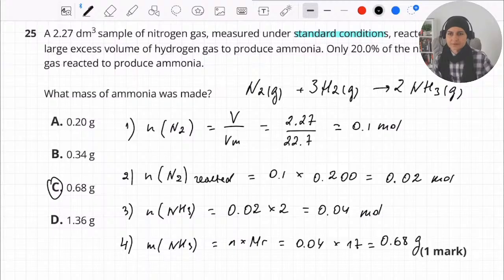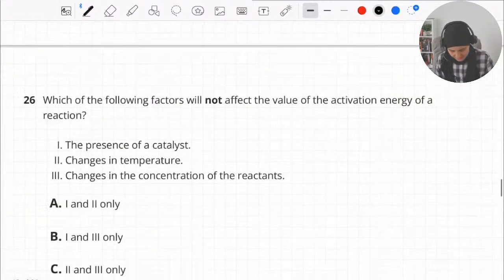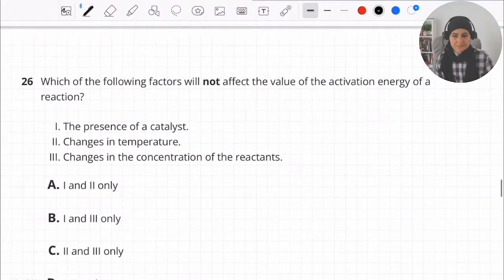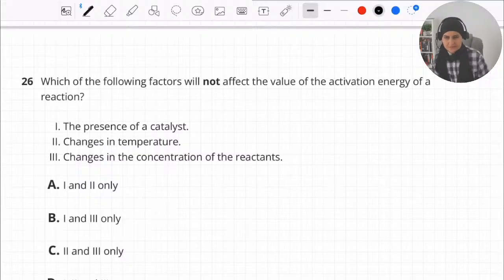Fine. Do I need to double check anything? No. Okay. Next question, 26. Which of the following factors will not affect the value of the activation energy of a reaction? Will not affect. The presence of a catalyst. It's the thing that lowers the activation energy, so it's definitely not 1. And if it's not 1, it means that it's 2 and 3.